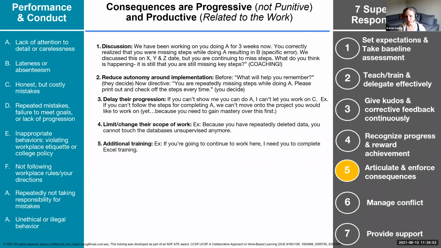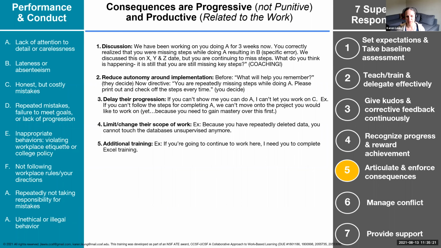If this continues, additional steps would include things like delaying their progression. So maybe they don't go on to learn the next thing because they have to continue to improve on the first task that you've taught them to do. It may include limiting or changing the scope of their work. Perhaps you recognize this task is not going to be able to be completed by them, and you need to train them on something else. And five, additional training.